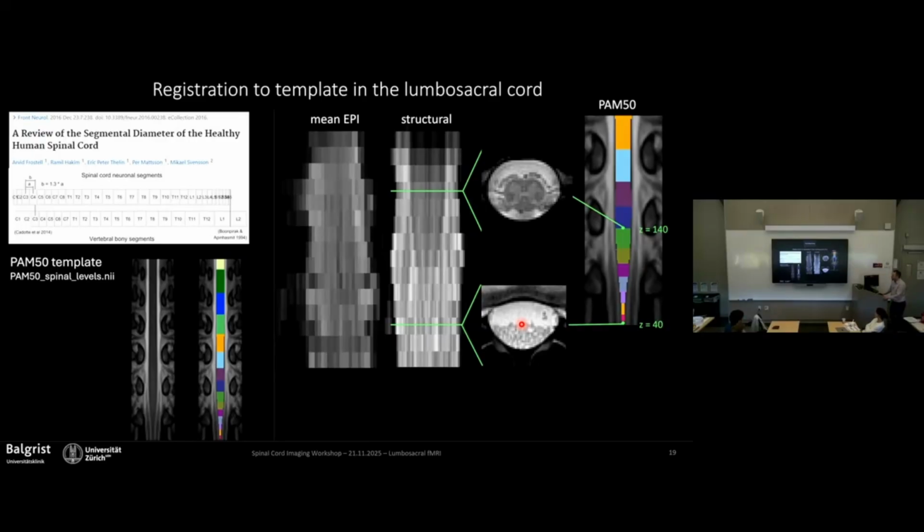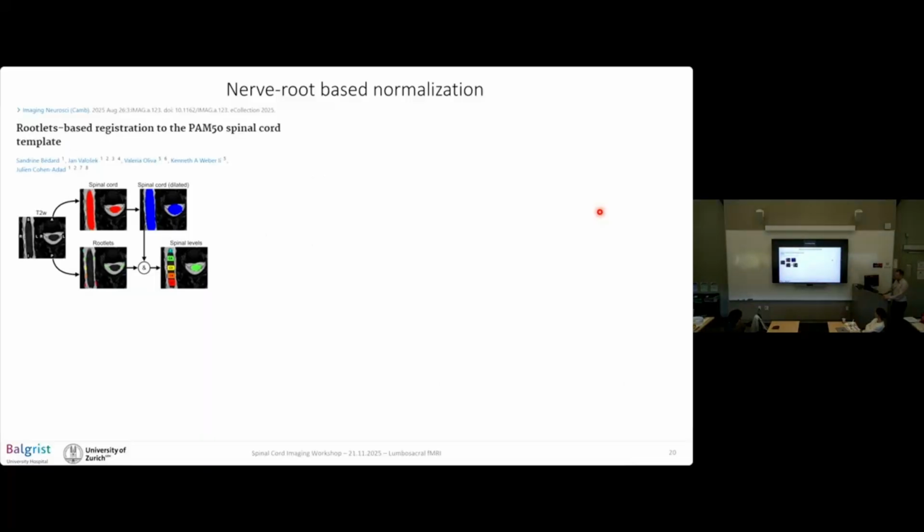The disadvantage is that it doesn't take into account if participants have different distributions of segmental levels, right? Or of spinal levels. So it can be, for example, that somebody has a lower S1 neurological level than others. So ideally, we would like to identify in the native space the individual spinal levels. This has been done in the cervical cord. So there is this nerve rootlet-based segmentation available.